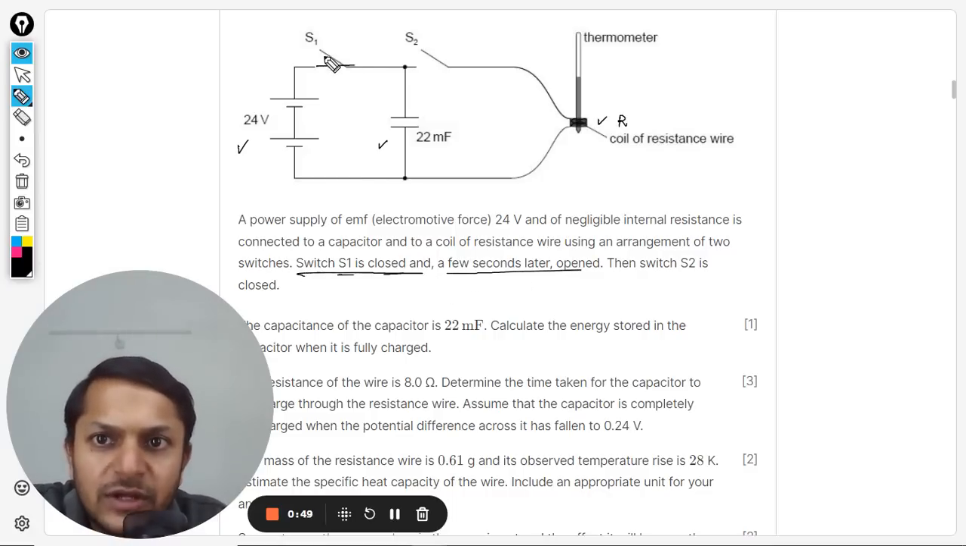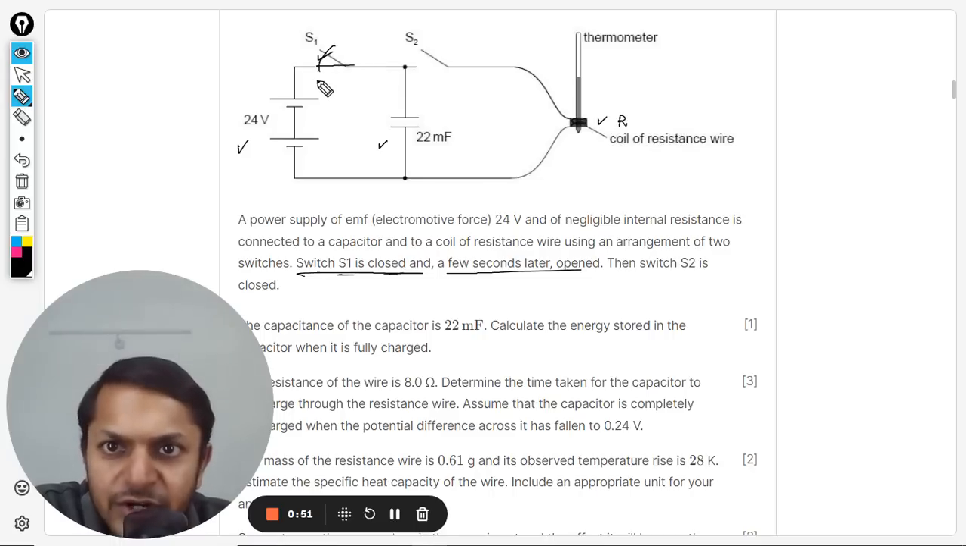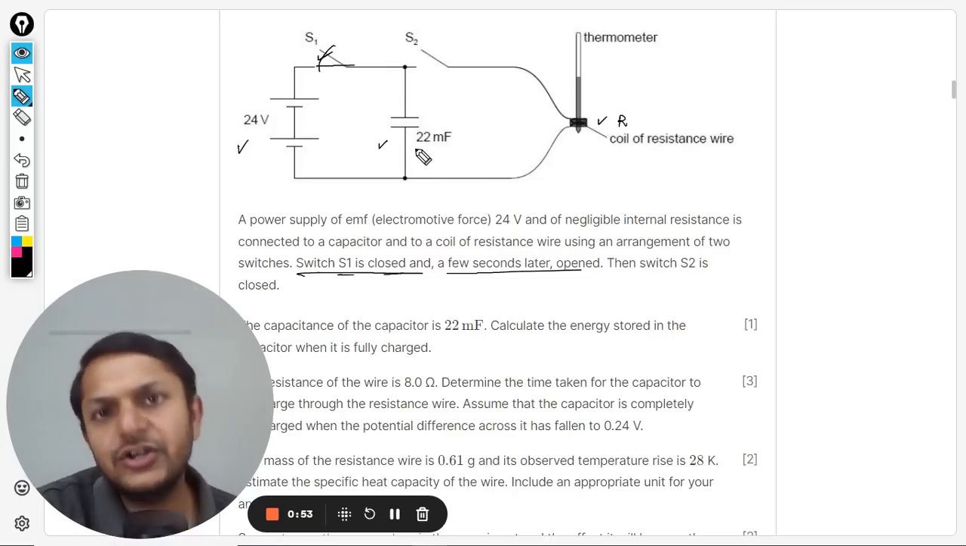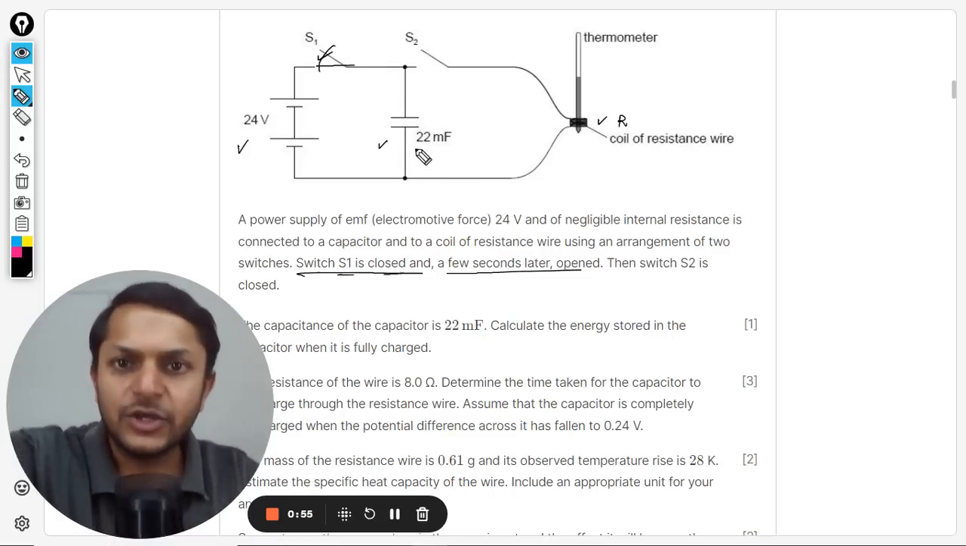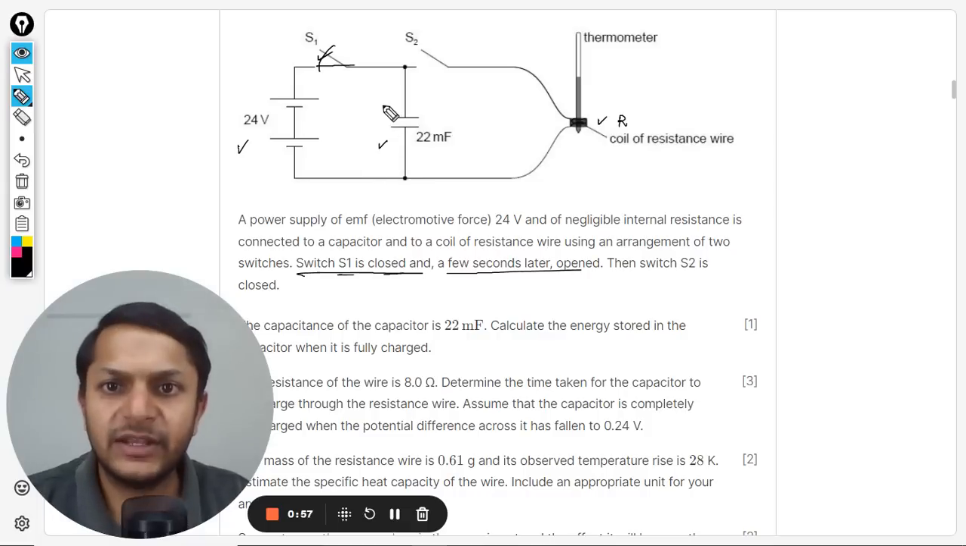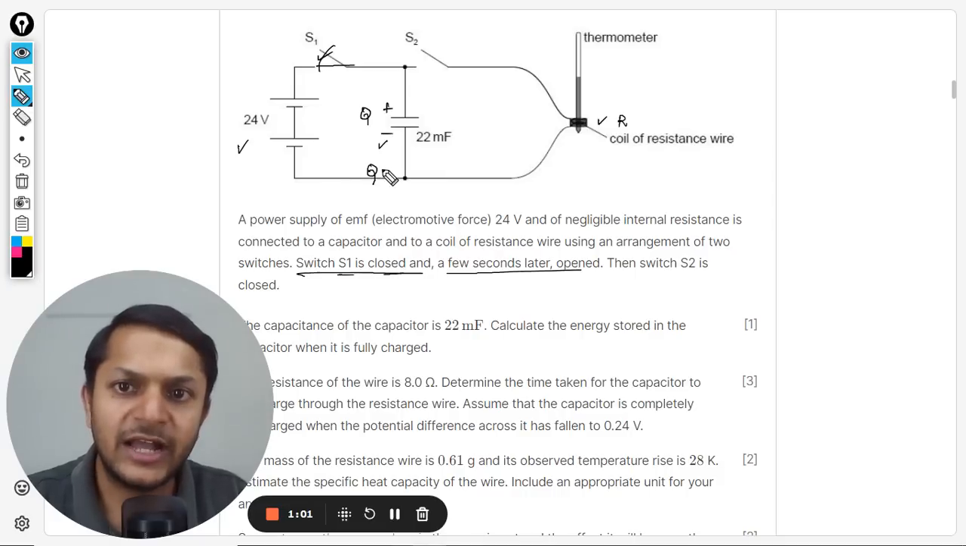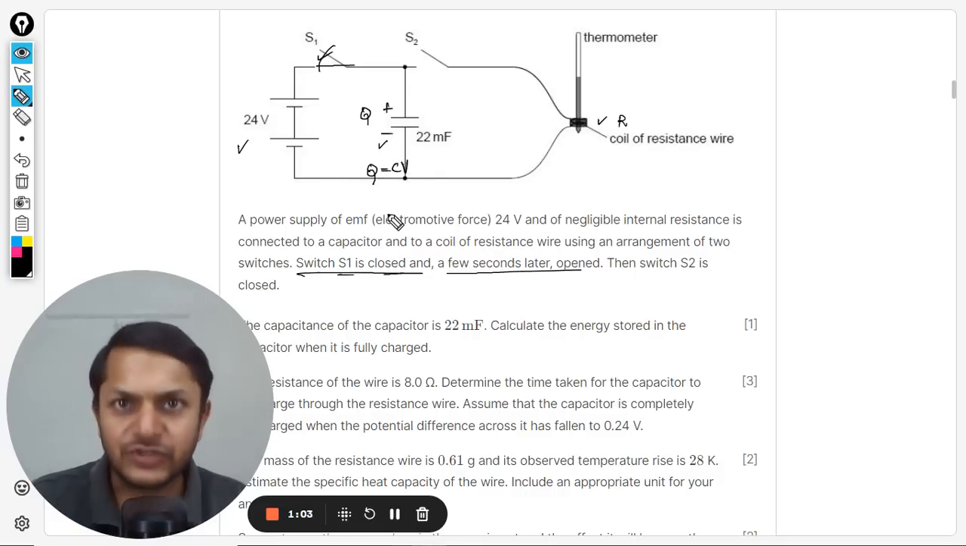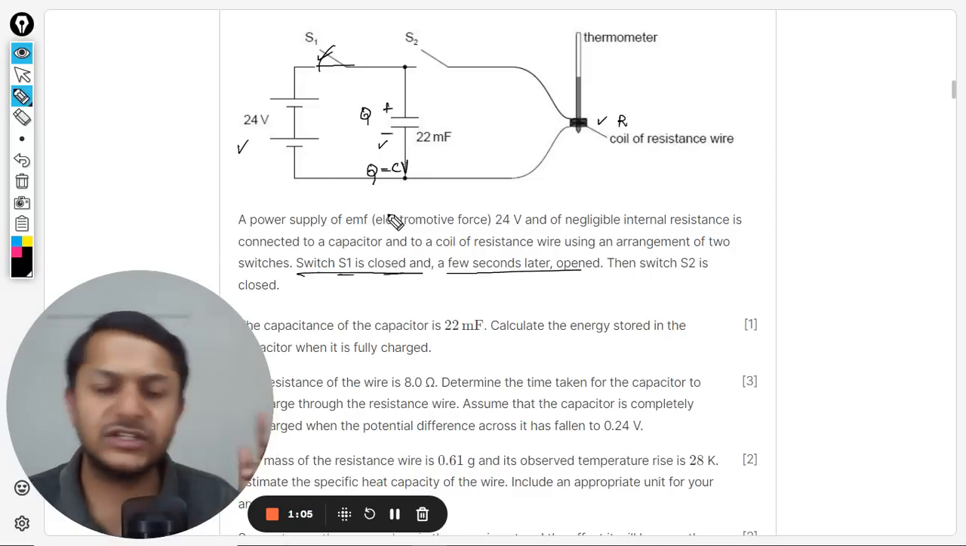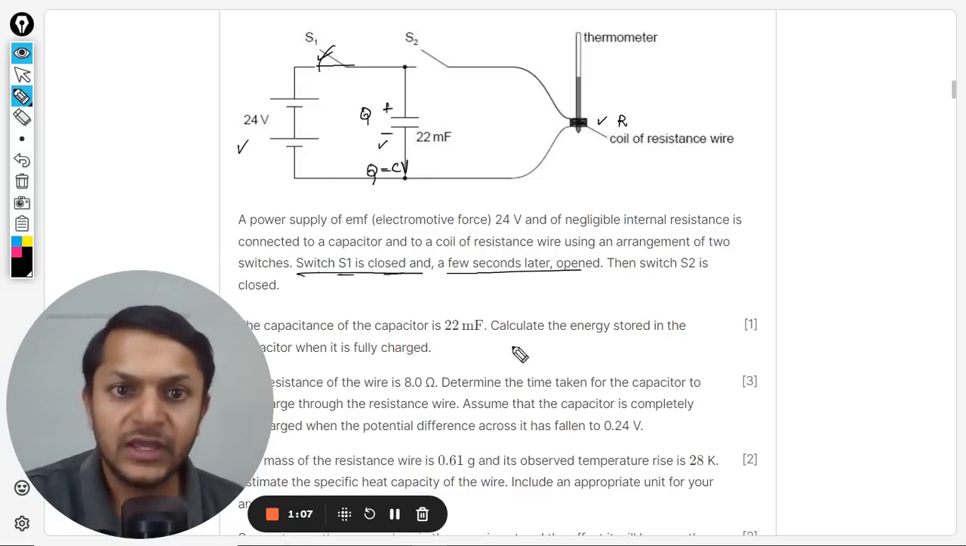When switch S1 is closed here, what happens? The charging of the capacitor is taking place. It means this becomes positive, negative. There is a charge Q, and Q will be given by the formula Q equals CV. Capacitance is given, voltage is given. You can find Q equals CV.